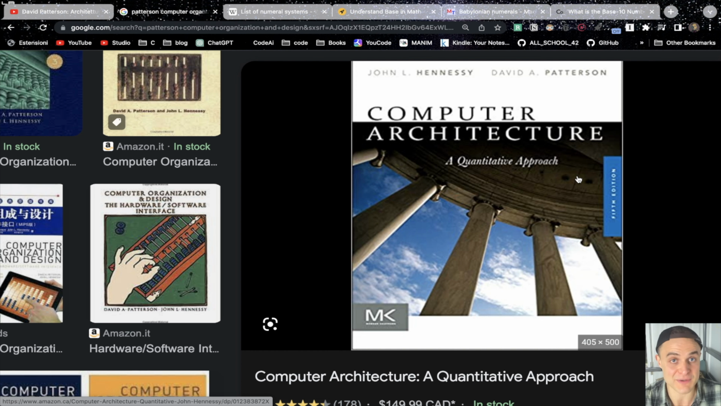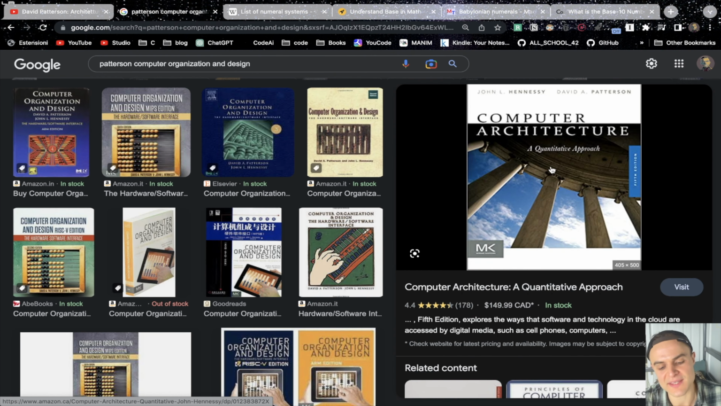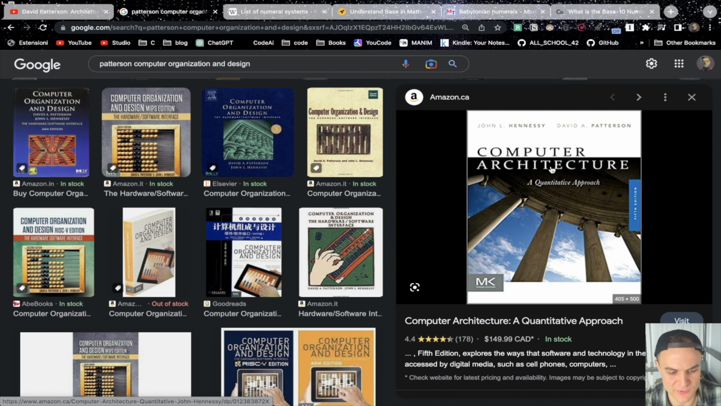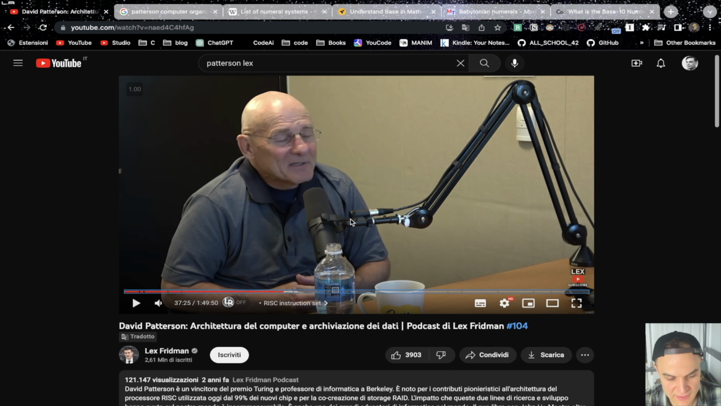It's like a 1,000-page book. And by the way, it's not necessary to know all the bits of a computer. You just need some models to work as a programmer. If you want to be an electrical engineer or a really, really good software engineer, that's a very good idea to study all this stuff. Anyway, Patterson is the gold standard for architecture, and let's hear together a little piece of his interview with Lex.